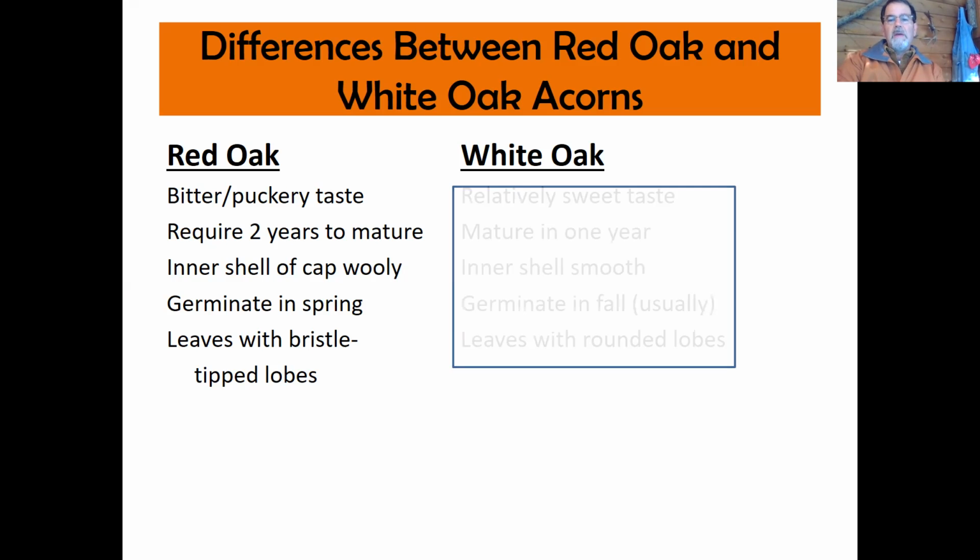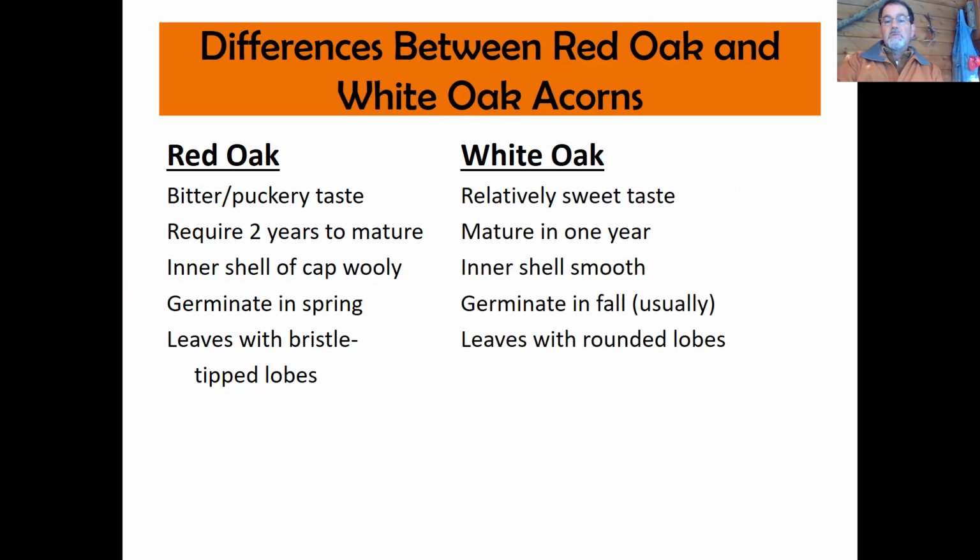Looking at white oak, the acorns tend to be a little sweeter in taste. And so if given the opportunity, deer, turkey, and squirrels might prefer the white oak species more so than the red oak. White oak acorns mature in 1 year, so they don't have to go through a year and a half, as I mentioned with the red oak. The inner shell of the cap of the white oak is smooth.